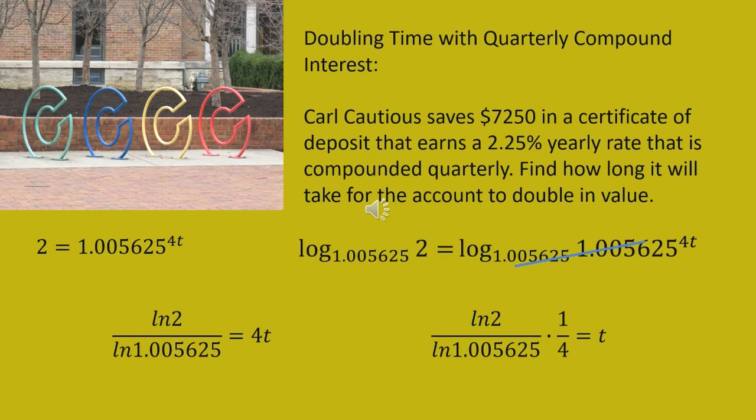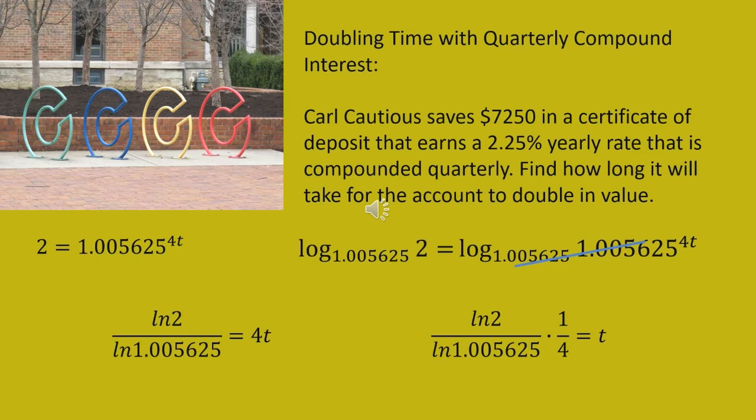So the change of base formula says take the new log of the input. So 2 is my input, so natural log of 2, and divide by the new log with the old base plugged in. So in the denominator should be natural log of 1.005625. And again, if I type all that in on my calculator, that is some numerical value. To actually get the time then, I need to divide that value by 4, and then that will solve finally for the time.